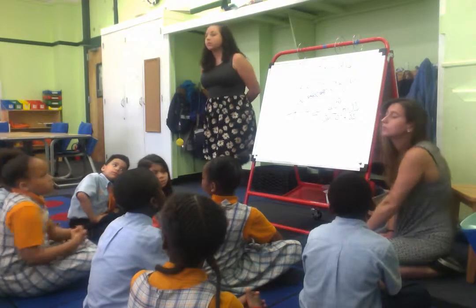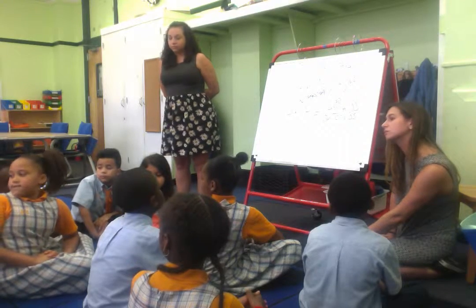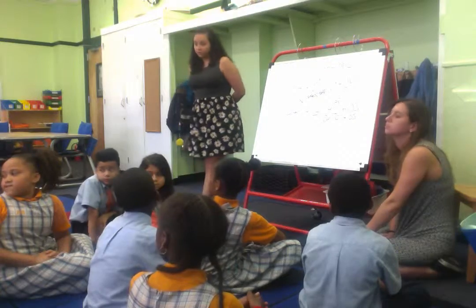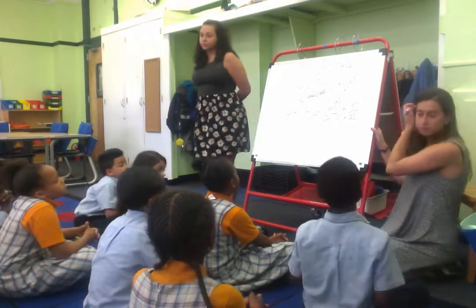I agree with you, Alina. I'd like to add on. Miss, the 2 equals the 2 tens because 2 tens equal 20. So the 2 represents the 2 tens. Well said. Okay, great. So we're at 20 plus 20 equals 40. Now what, Michael?